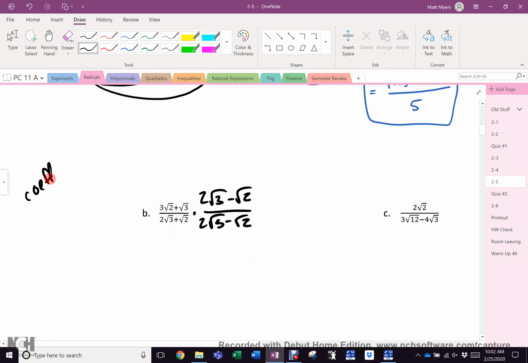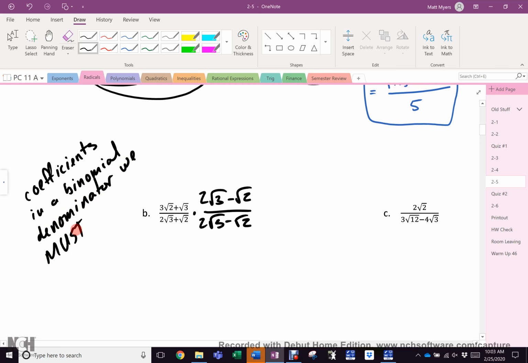coefficients in a binomial denominator, we must use them. We didn't have to use them when it was monomial, but we have to use them when it's a binomial. Everybody good? Does anything else change, do you think?